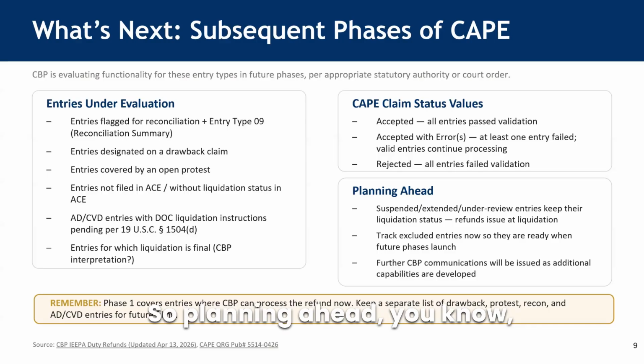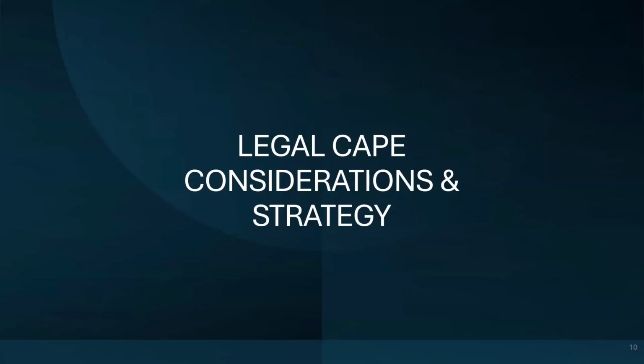So, planning ahead, different liquidation statuses are going to be at issue for future phases. Any excluded entries, be very in tune with CBP communications as additional capabilities are developed. Right now, we can process phase one, but you want to keep your list of entries very close to you so you are ready to file future phases.